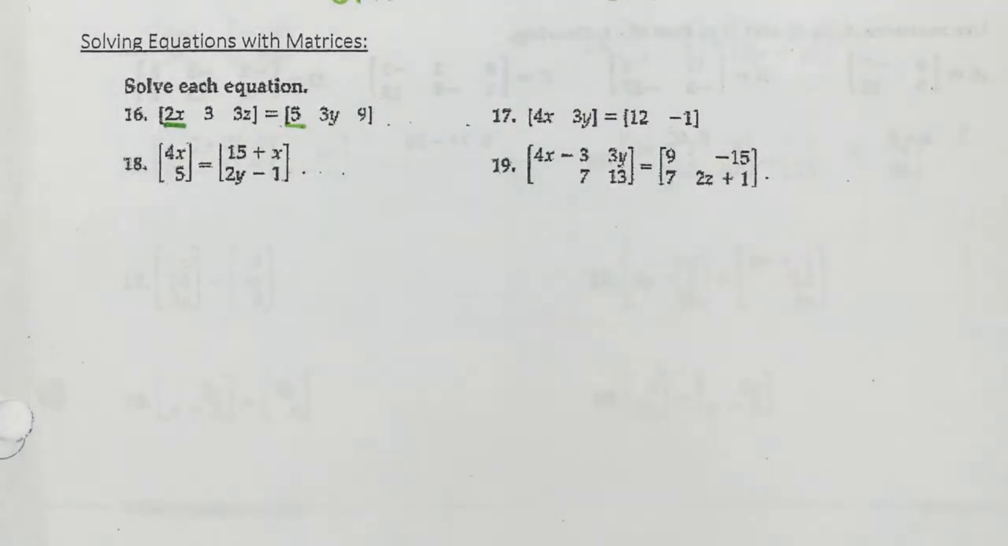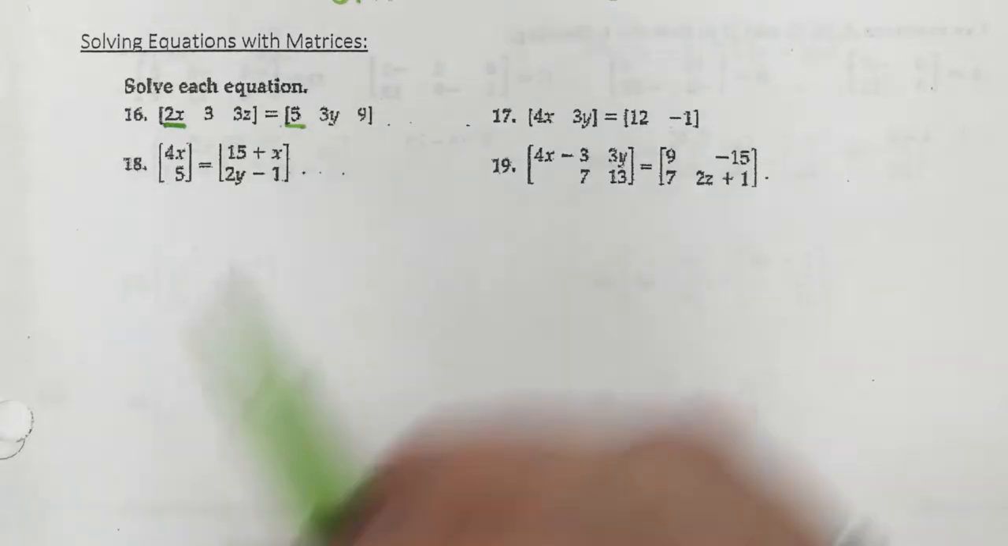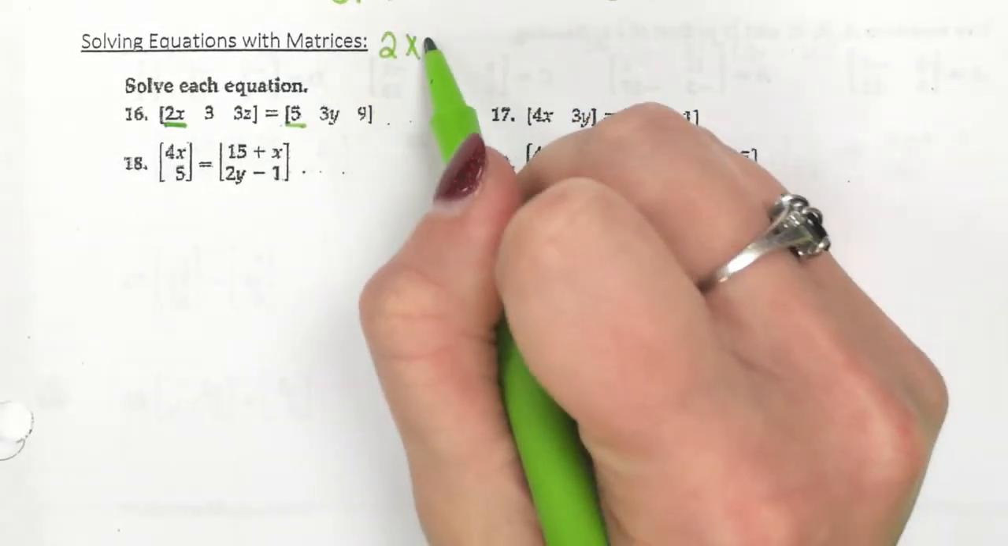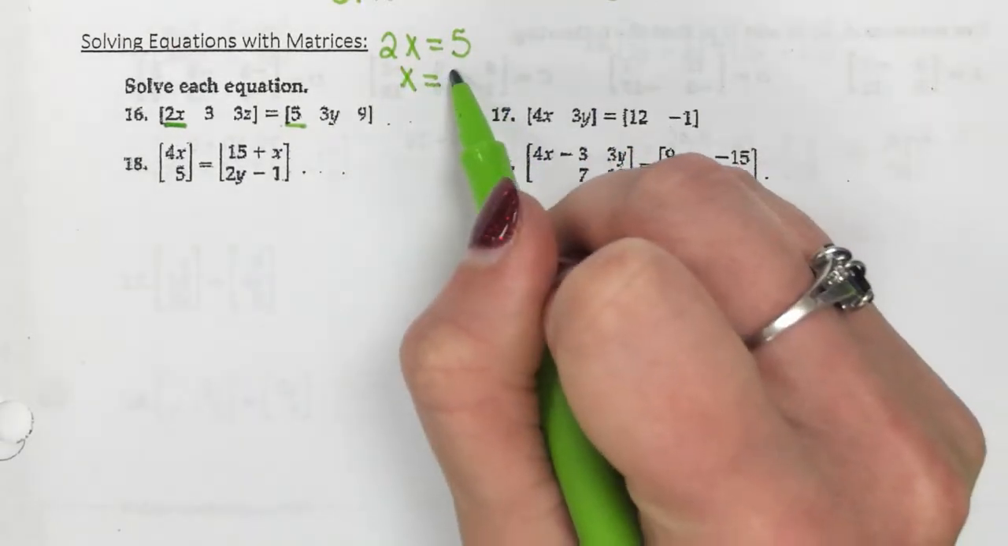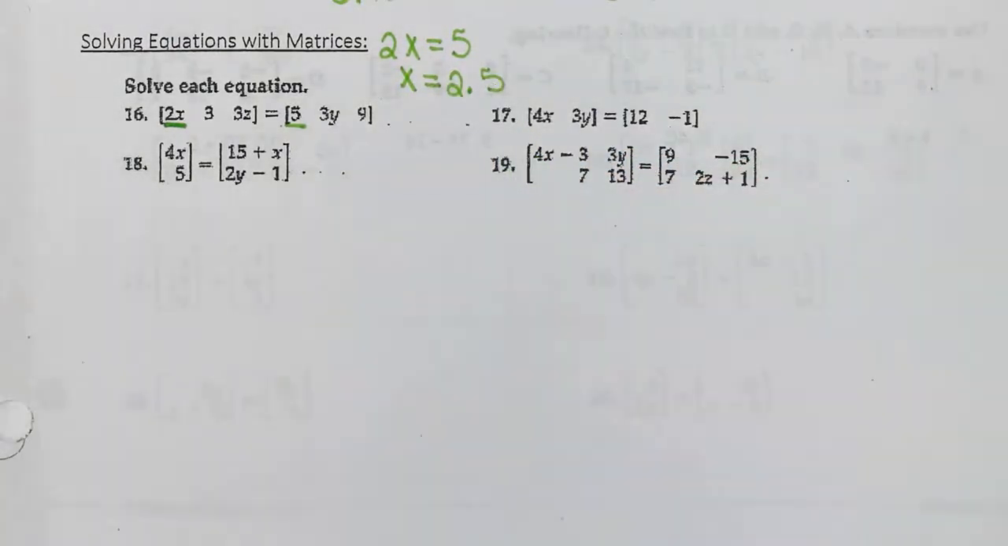I know it's easy. I know you know how to solve, but what I want you to pull out of this is how to match these numbers up, okay? So you have 2x is equal to 5. If you divide by 2, what would be your x value? 2.5. I told y'all today was easy. Important, but easy.